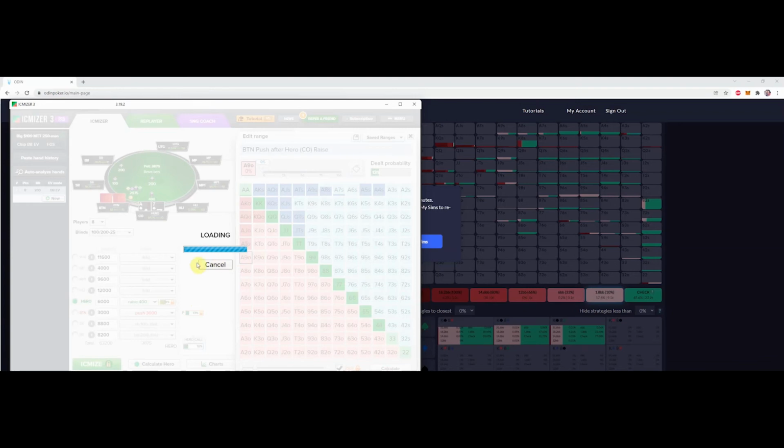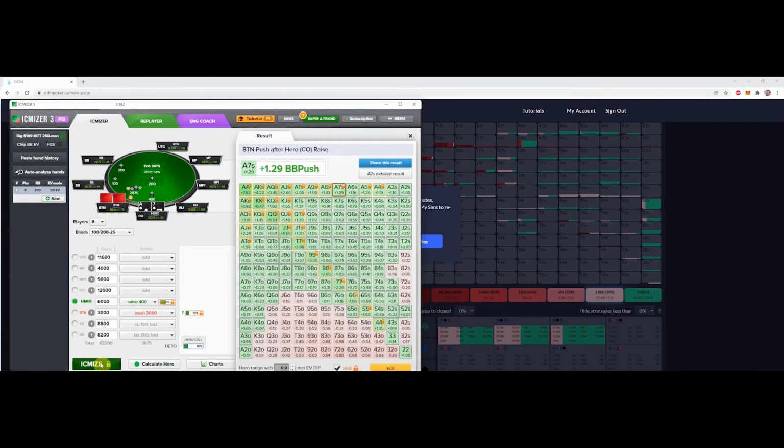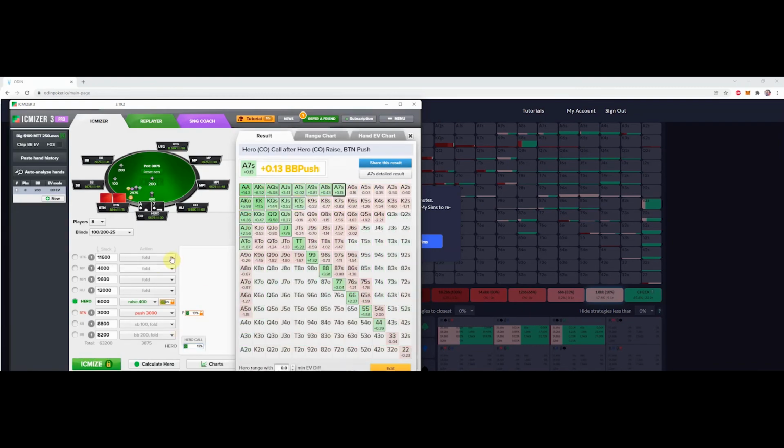If this is going to come up, I might have just broke ICMizer here. But essentially, the thing that I want to bring up to you guys is that your opponents are not going to be jamming as aggressively as your charts are telling you to, or that a solver would definitely end up jamming here. Now you can see we're only calling 13% of our range down here.